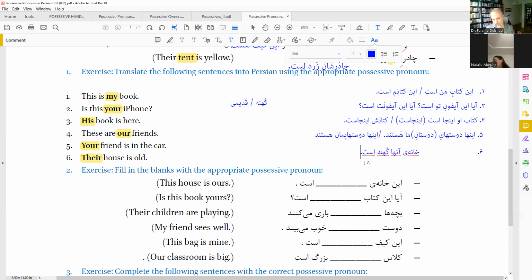What about if you would like to go and use the inflected form? It would be khane ishan. Perfect. خانه‌شان. And the rest is the same. خانه‌شان کهنه است. Perfect.